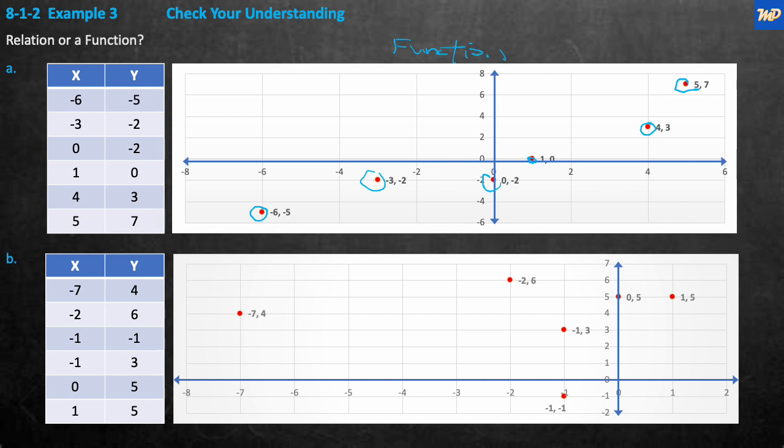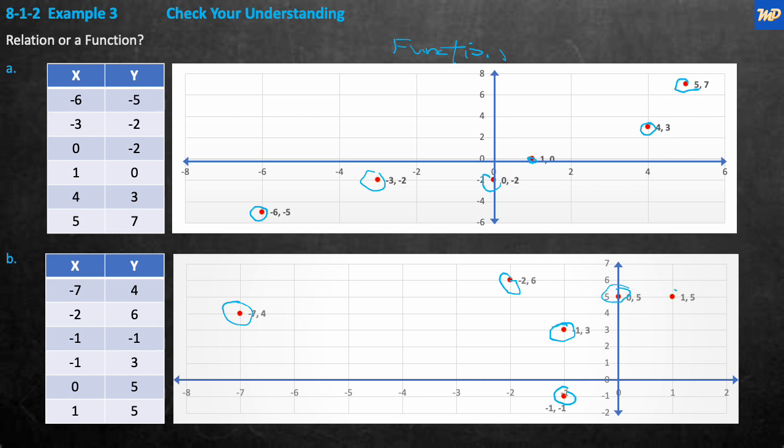How about this one here? The next one down. So we have a -7, 4. Here's 4 going up. Here's the 0 line. So -7, 4, -2, 6, -1, 1, and here we have another -1, 3. Guess what? 0, 5. Here's a 0 on the x and a 5 on the y. And the last one is 1 and 5.